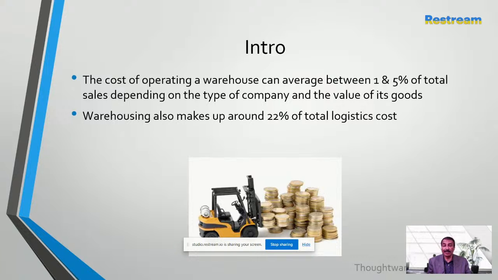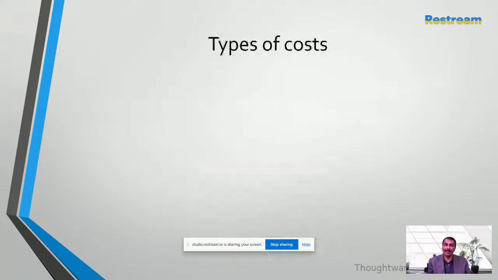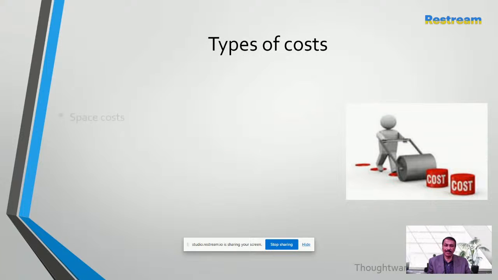And of course, within the logistics cost, warehouse is the second highest cost after transportation cost. Warehousing cost can be as high as 20 to 25%. And there are various types of cost in warehouse operation. It could start with the space. You have to include the space as the primary cost.